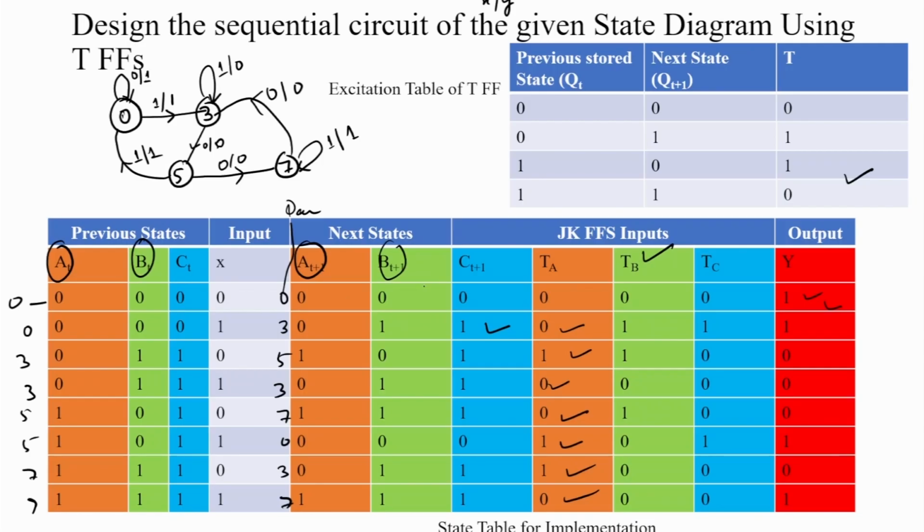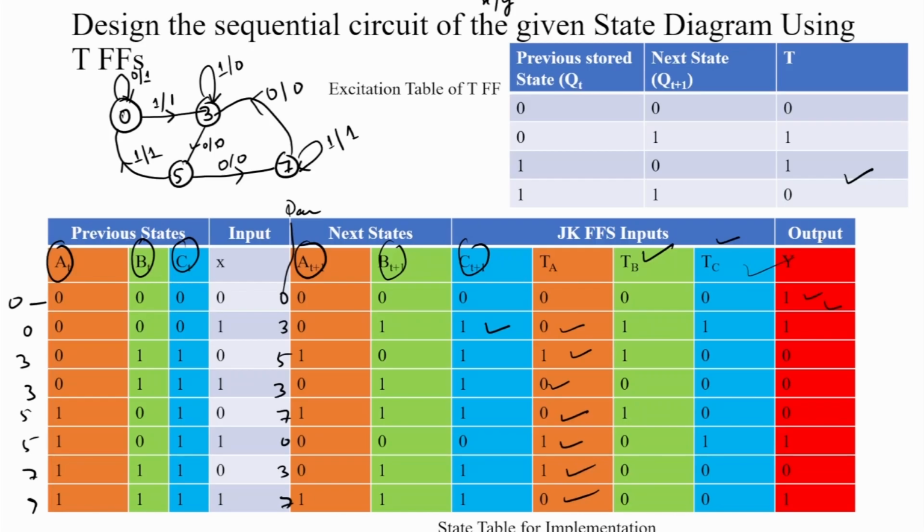Similarly we determine the value for TC based on CT and CT plus 1. That is why AT plus 1 and TA are in the same color, because the TA value is based on AT and AT plus 1. Similarly, the value of TB is based on BT and BT plus 1, that is why BT plus 1 and TB are the same color, and the value of TC is based on CT and CT plus 1, and that is why CT plus 1 and TC are in the same color.